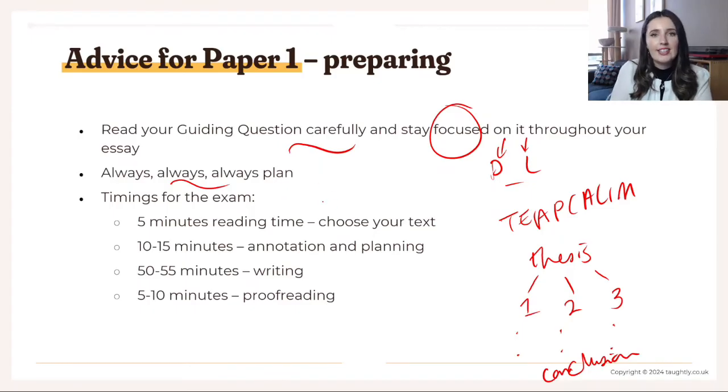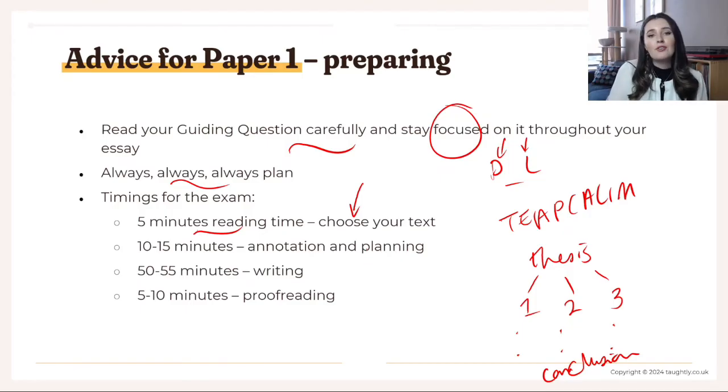So when you actually get into the exam hall, for IB, you always have 5 minutes reading time where you're not allowed to write anything down, you can just read. So during that 5 minutes reading time, if you're doing SL, you'll have a choice between two texts. If you're doing HL, you'll have to do both. But if you're doing SL, then you should use that time to choose your text. If you're doing HL, you should use that time to start reading the texts.